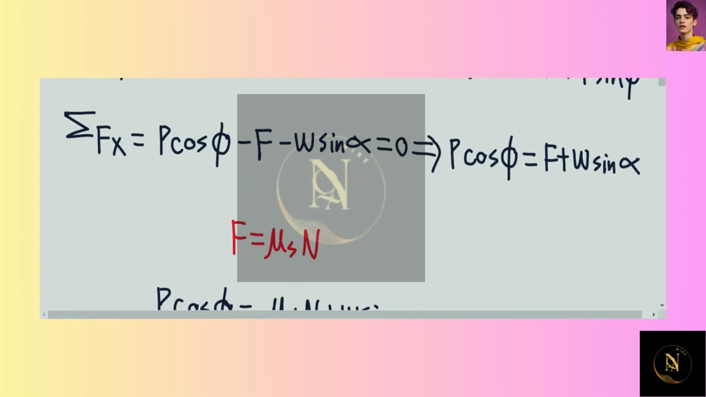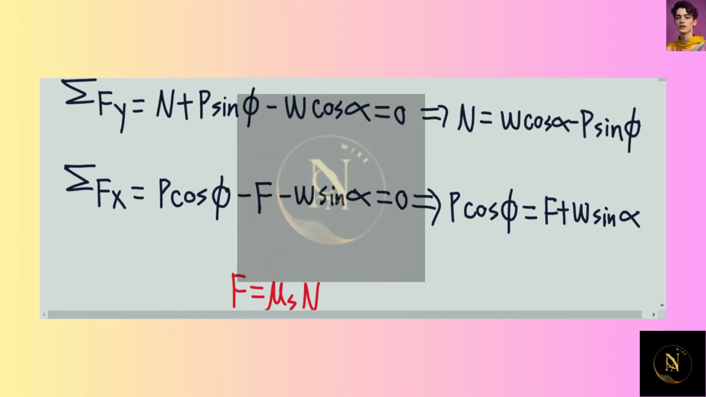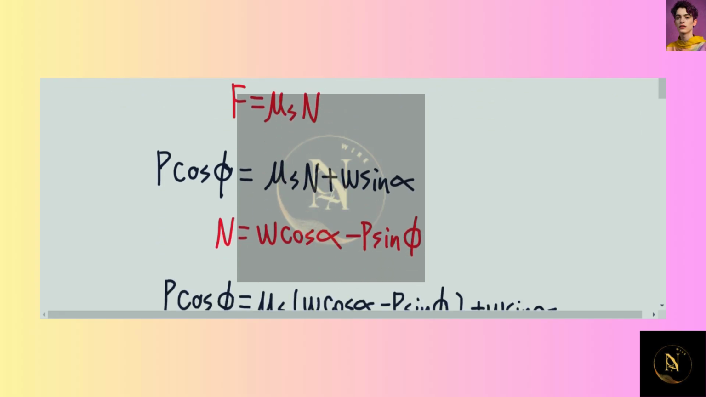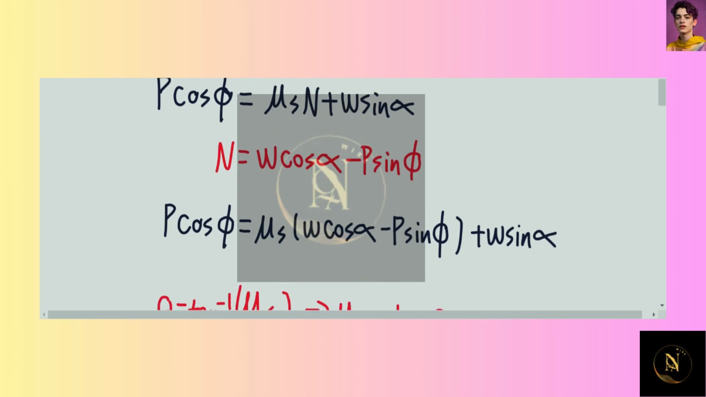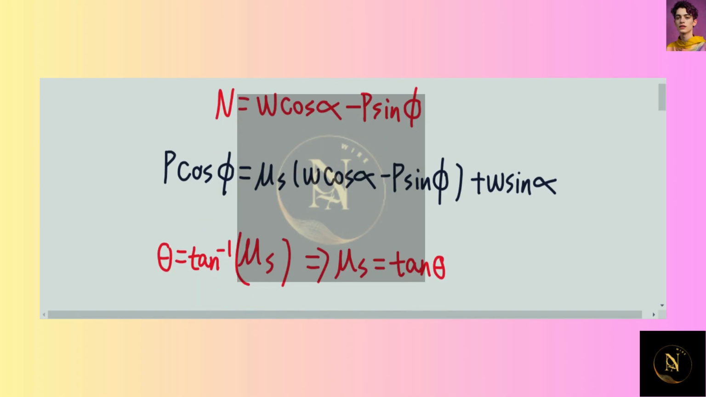We also know that N, the normal force, is equal to W cosine alpha minus P sine phi. So we can substitute this for the normal force N, so we have P cosine phi equal to mu_s times (W cosine alpha minus P sine phi) plus W sine alpha. And remember, in the question it was given that angle theta is equal to the inverse tangent of mu_s. Therefore, the coefficient of static friction is equal to tangent theta.